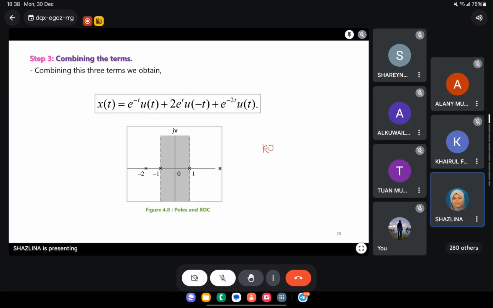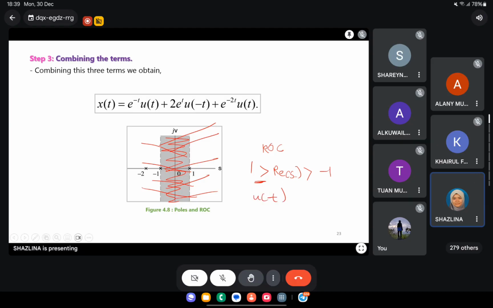ROC bigger than minus 1 but smaller than 1. So bigger than minus 1, this is minus 1, bigger is the right side. But smaller than 1, so it has to be on the left side. So the ROC here is the overlapping. Okay? So this is the x(t). So this term here is the left-sided because the ROC is smaller than 1. When ROC is smaller, so it's u(negative t).